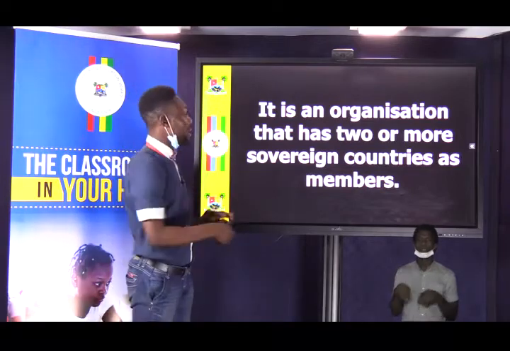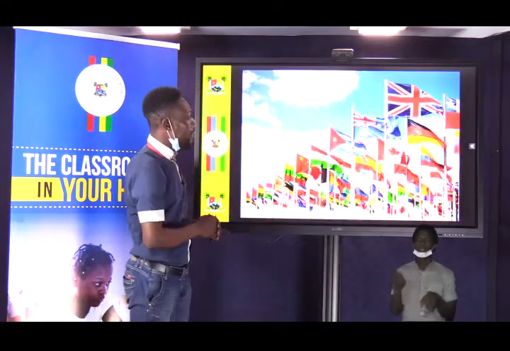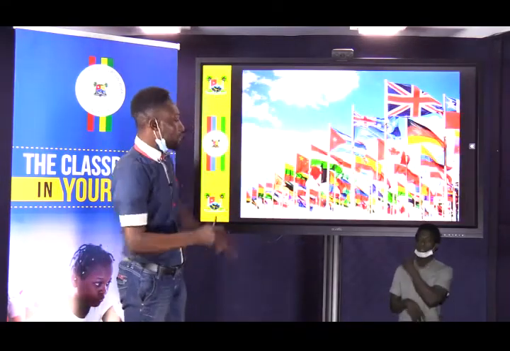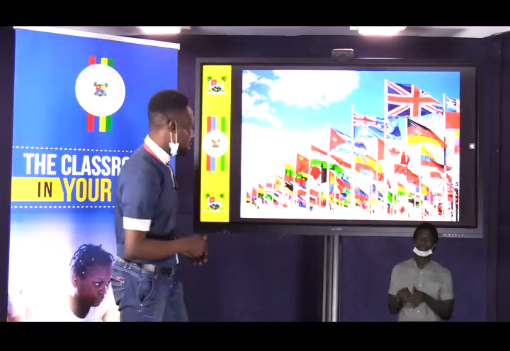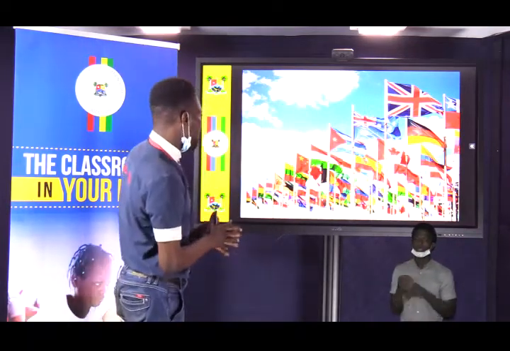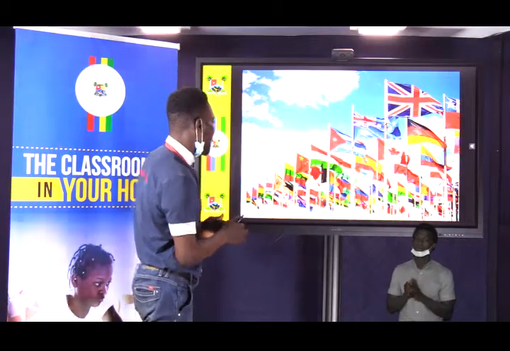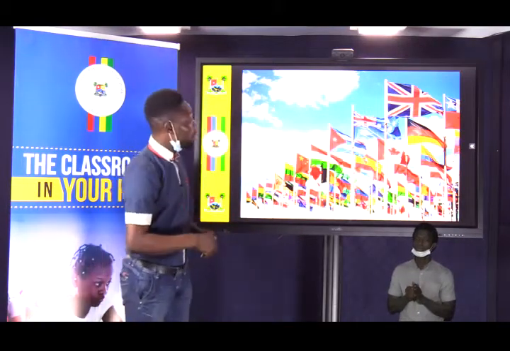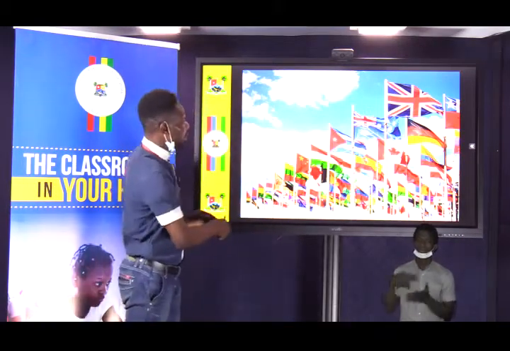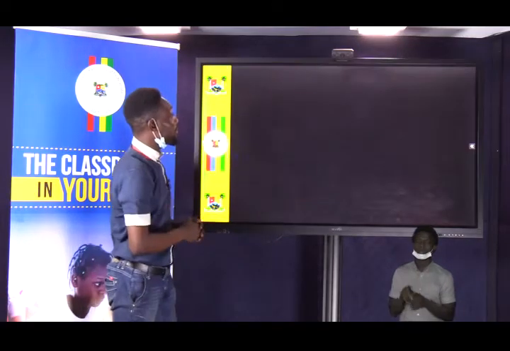They have different dependent nations as members. This represents the flags of different nations. I think you can see the flags; it represents the flags of different nations.